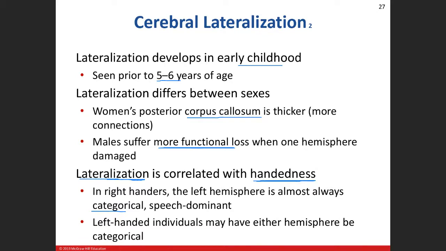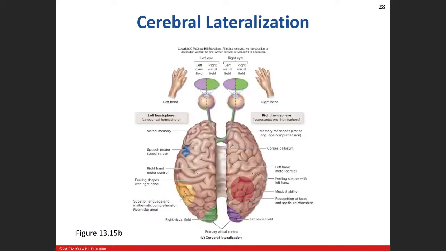Now, if you're left-handed, it's a 50-50 split. Your right cerebral hemisphere could be the categorical. But if you're right-handed, most likely your left cerebral hemisphere is going to be the categorical. Kind of neat. So this picture depicts all these areas that we're going to see for cerebral lateralization and some of the functional representation.